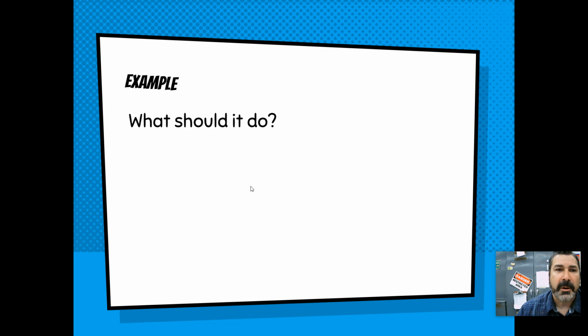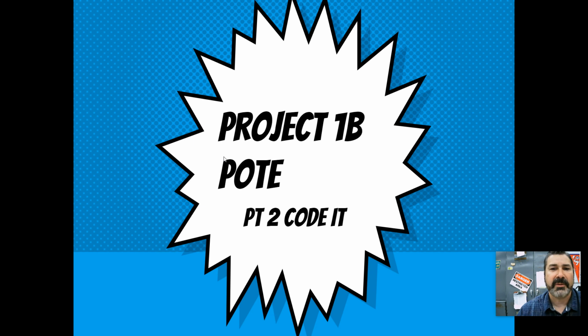All right? Okay. An example of what you should do, I already showed you: if you change the potentiometer, you turn that, it reads the voltage, it turns that into a number, and then it adjusts the rate of blinking. All right, and so go on to the next video, project 1B.